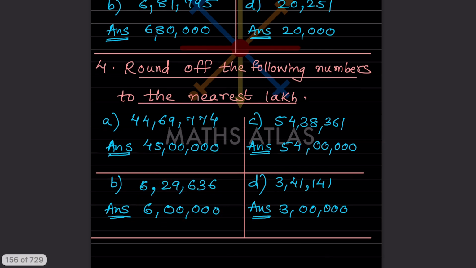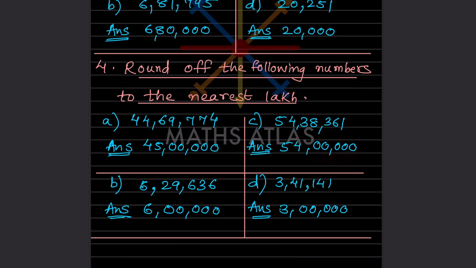Okay. Now ones, tens, hundred, thousand, 10,000, lakh. So now we are going to concentrate on this 4. From the 10,000 place, this is 3. That is less than 5. So 4 remains the same. And of course the 5 remains the same. And this one, this will be all zeros.